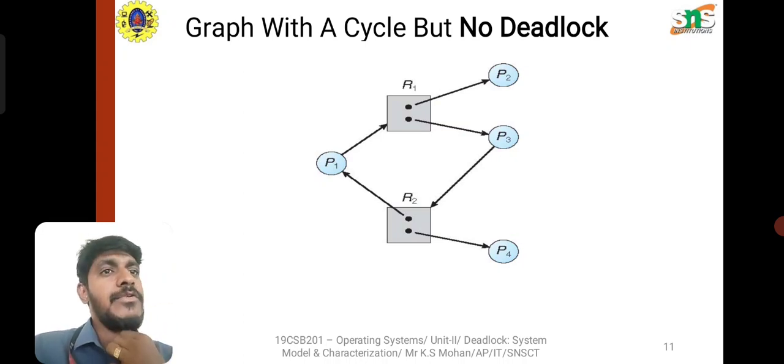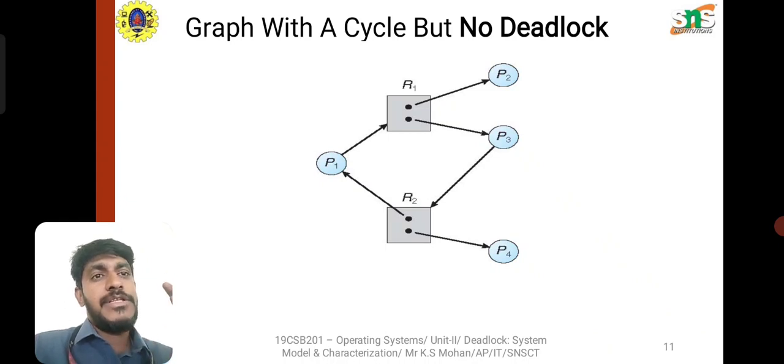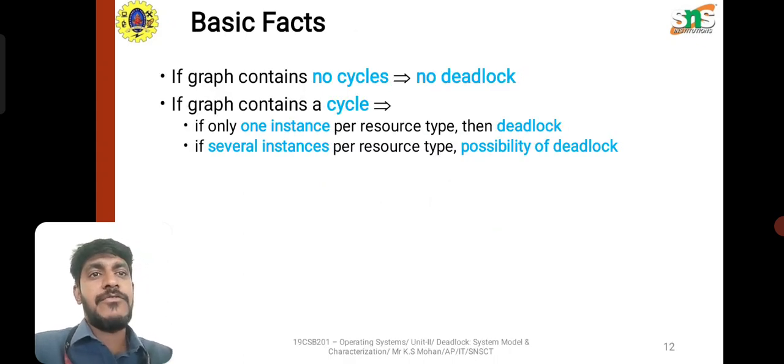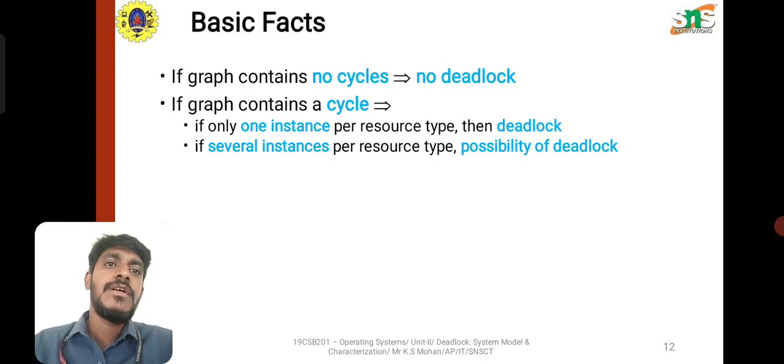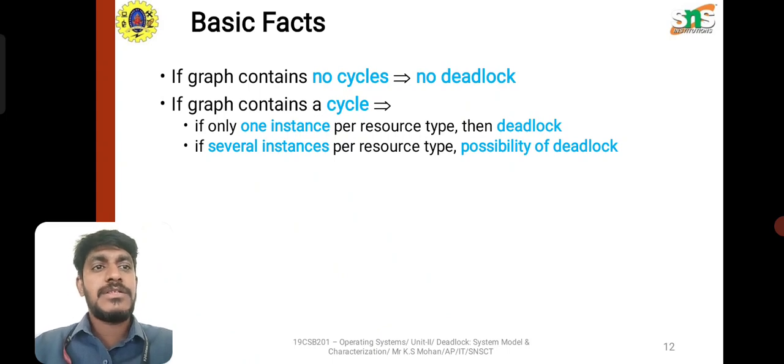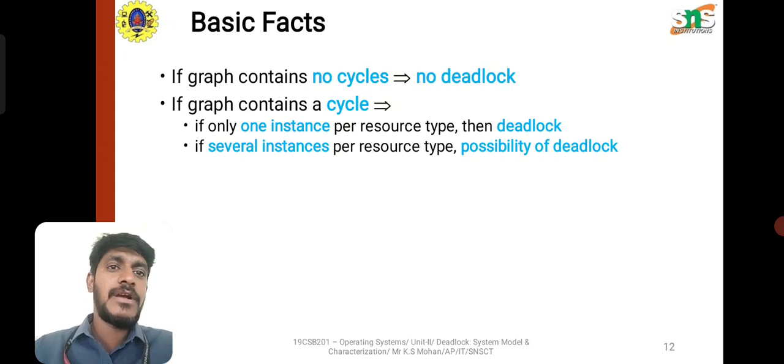In this graph we can see that each process is allocated some other resources, and there is no case where the same resource is allocated or requested by another process. So it is a graph with a cycle but no deadlock. The basic fact of deadlock is: if the graph contains no cycles, there is no deadlock. If the graph contains a cycle, it can cause deadlock. If there is only one instance per resource type, then deadlock will happen. If there is no cycle, there will be no deadlock. If there are several instances per resource type, the possibility of deadlock exists.